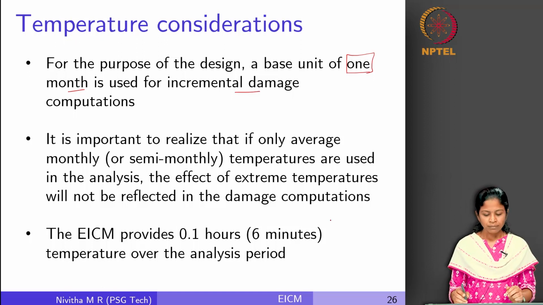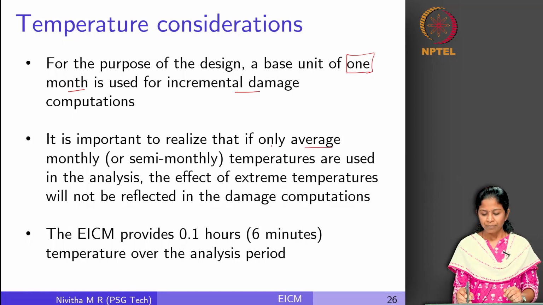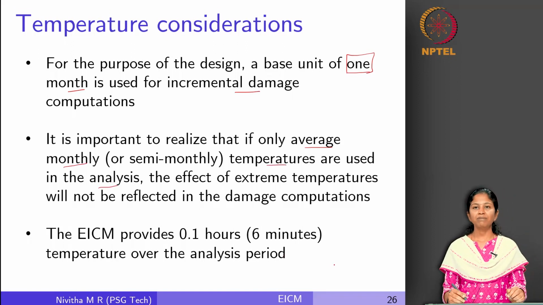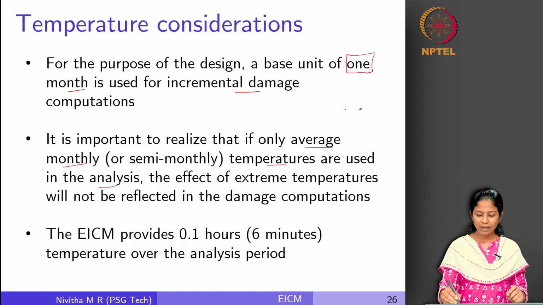Now, it is important to note here that the average monthly temperatures are usually used in the analysis, right. Typically, we will use the monthly average, but if we use the monthly average, let us say this is my average, this is my range over which the temperature varies, this is my average value.